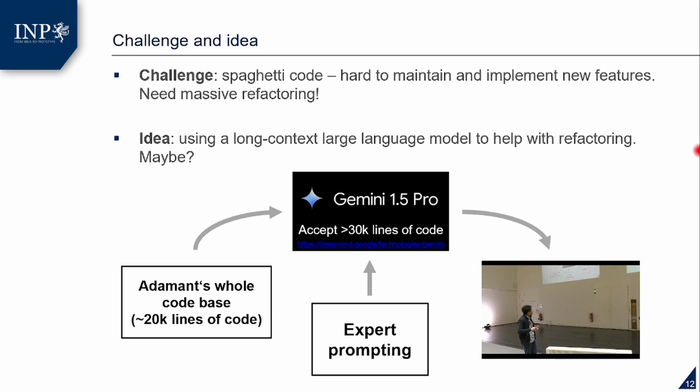One idea is to maybe use these long context LLM models to help with refactoring. And yeah, in this case, maybe we can use this Gemini, the latest version, that can accept quite huge code bases, and combine with expert prompting, maybe for me, because I know what the codes do. And yeah, maybe we can improve the code base for Adamant. And I would also like to hear your opinions about this, if you have any experience.